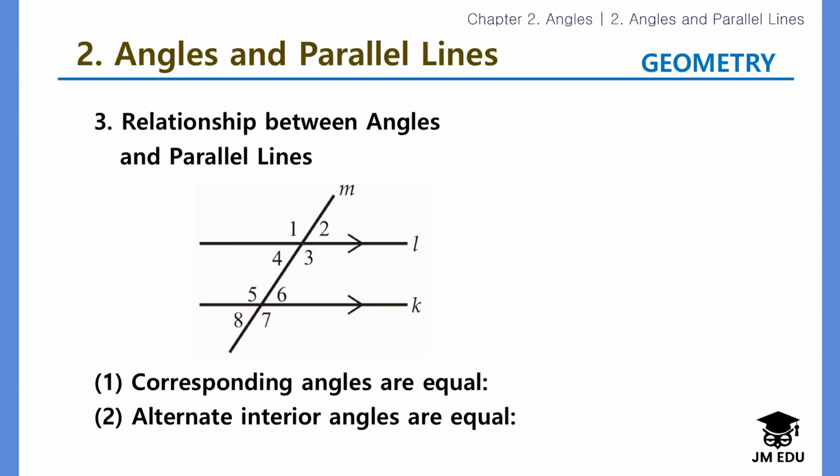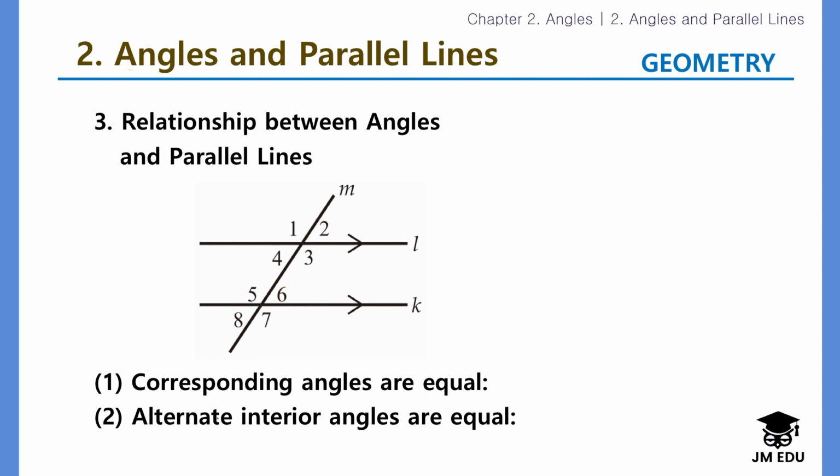Number three, relationship between angles and parallel lines. Suppose two lines L and K are parallel and a line M is a transversal. Then our corresponding angles are always equal to each other. What are the corresponding angles in this figure? Top right.